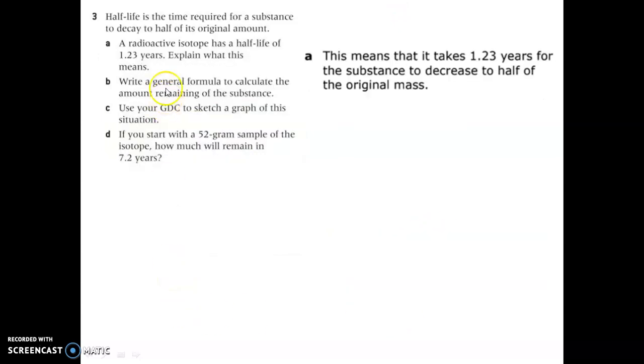All right, and the last one that everybody agreed was tough. We have a half-life of a substance. Half-life is the time it takes any radioactive isotope to decay and become half of what it was. So A just has you explain what's happening. If an isotope has a half-life of 1.23 years, it means it takes 1.23 years for it to become half of its weight or half of its mass. And that's what it explains here.